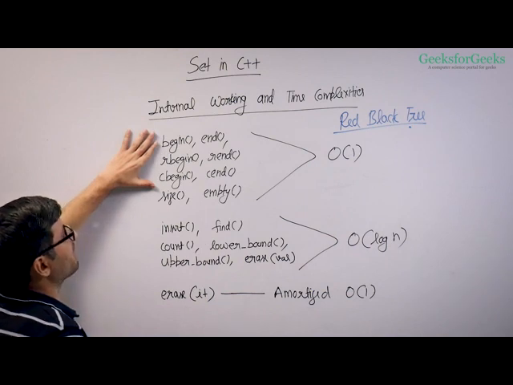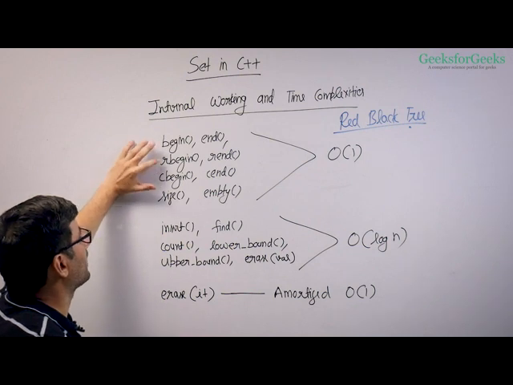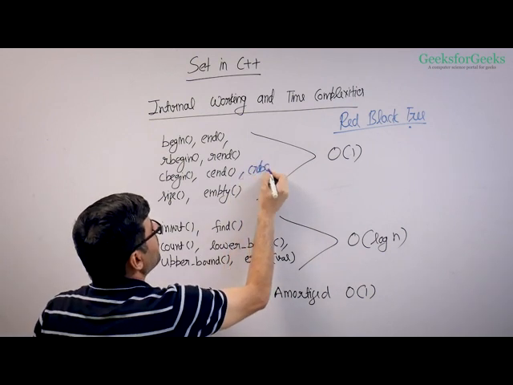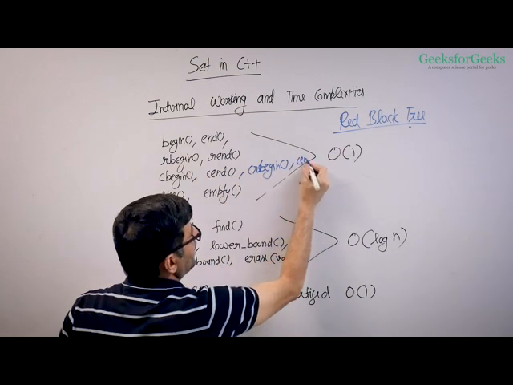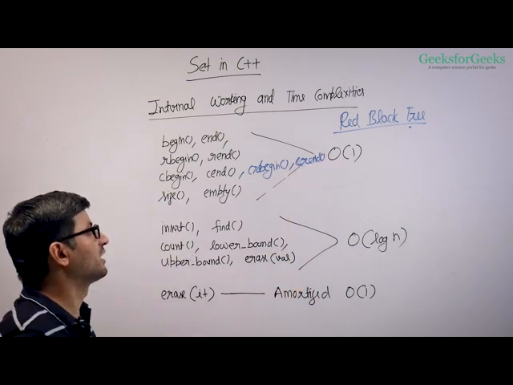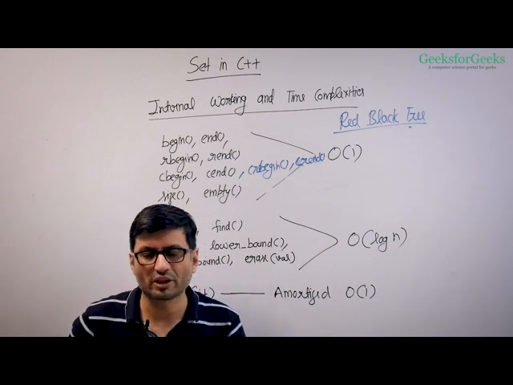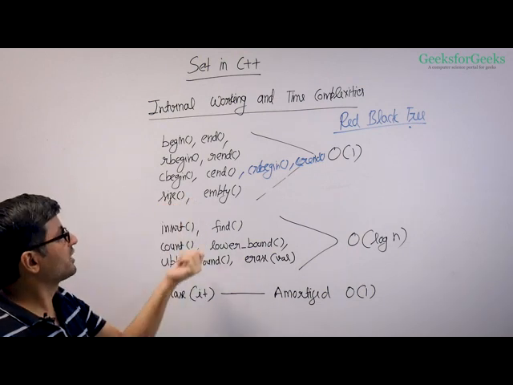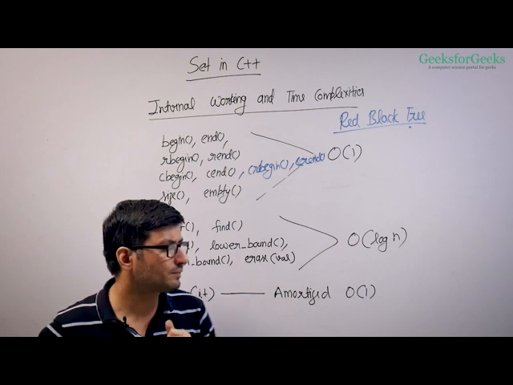Let us now talk about time complexities of different operations. These operations, begin, end, rbegin, rend, cbegin, cend, crbegin, crend, all are big O of 1 because they simply return iterators. They return iterators to first elements and last elements, and these iterators might be stored internally, so they just return in big O of 1 time. Size is also stored with the container, so it's big O of 1. Empty is also big O of 1 because it just has to check whether size is 0 or not.